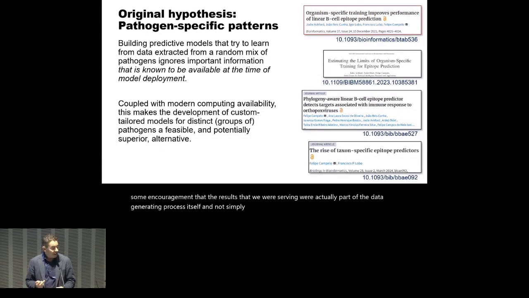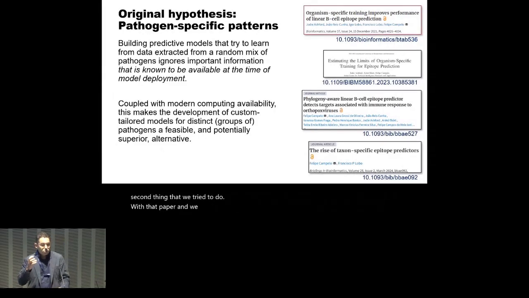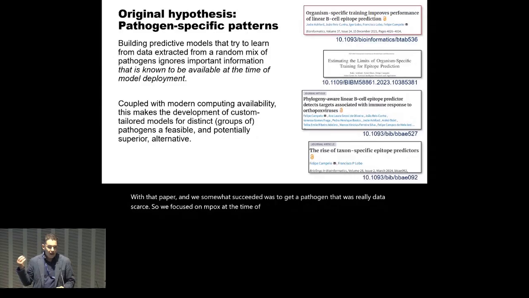The second thing that we tried to do with that paper, and we somewhat succeeded, was to get a pathogen that was really data scarce. So we focused on Mpox at the time of the 2022 outbreak, monkeypox, and we almost didn't have any entries for that. So we started aggregating data from phylogenetically related pathogens, from vaccinia, cowpox, etc. And we started going up the taxonomic levels and aggregating more data and seeing where the performance peaked. And at some point it peaked and then started going down again as we aggregated more data, so increased volume, but decreased pertinence to the problem.